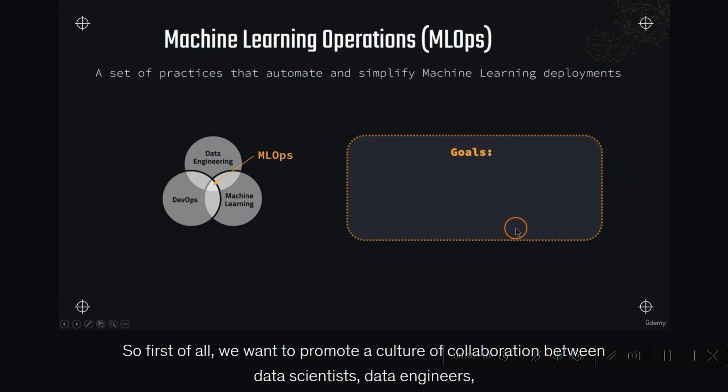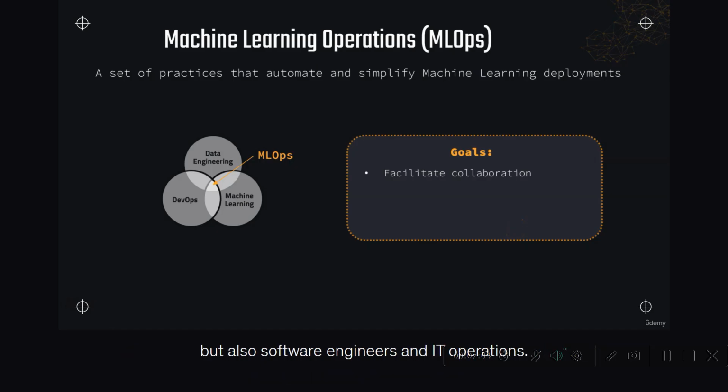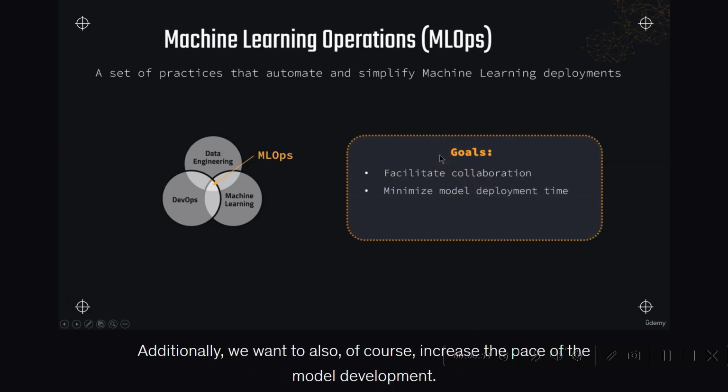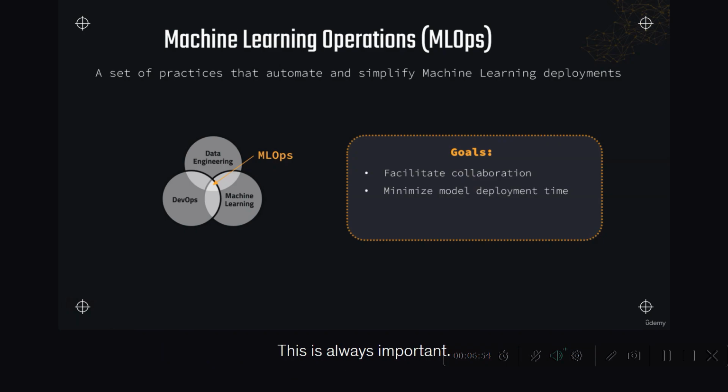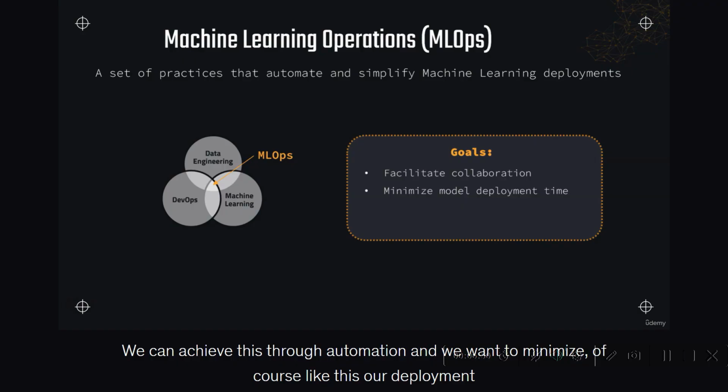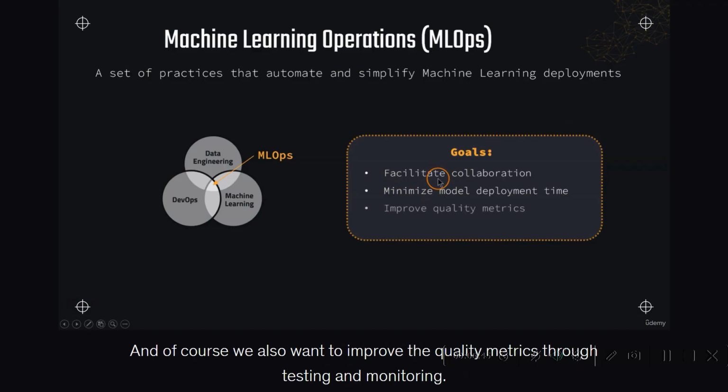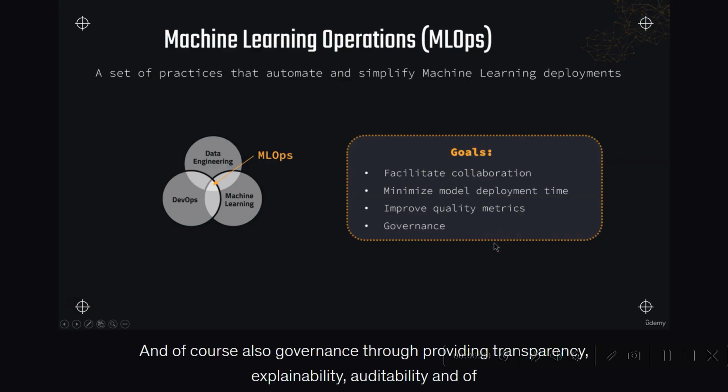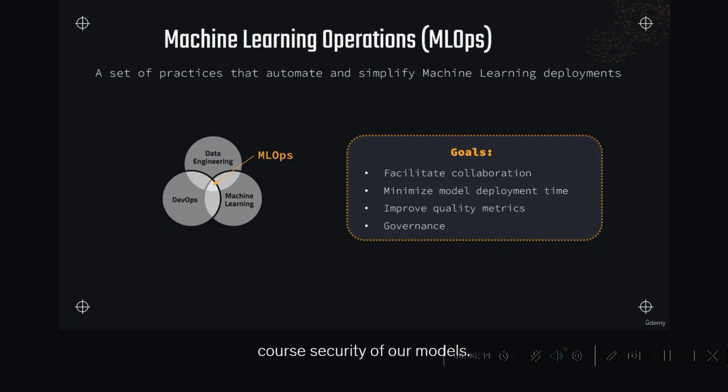So first of all, we want to promote a culture of collaboration between data scientists, data engineers, but also software engineers and IT operations. Additionally, we want to also, of course, increase the pace of the model development. This is always important. We can achieve this through automation, and we want to minimize our deployment time. And of course, we also want to improve the quality metrics through testing and monitoring. And of course, also governance through providing transparency, explainability, auditability, and security of our models. So for this, we use model governance.